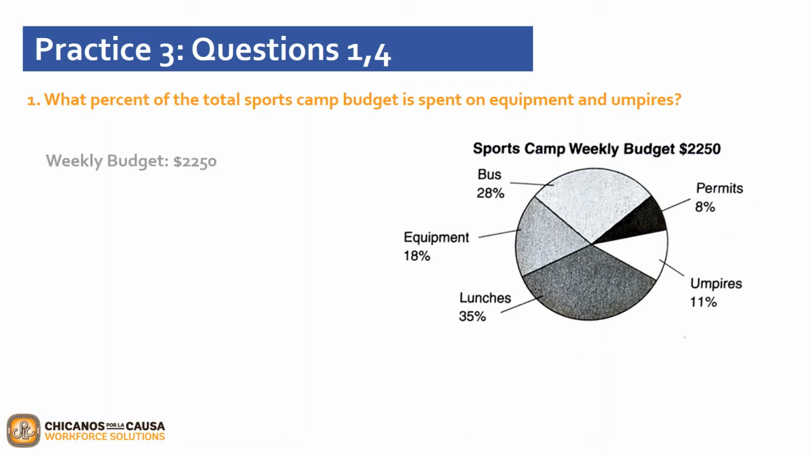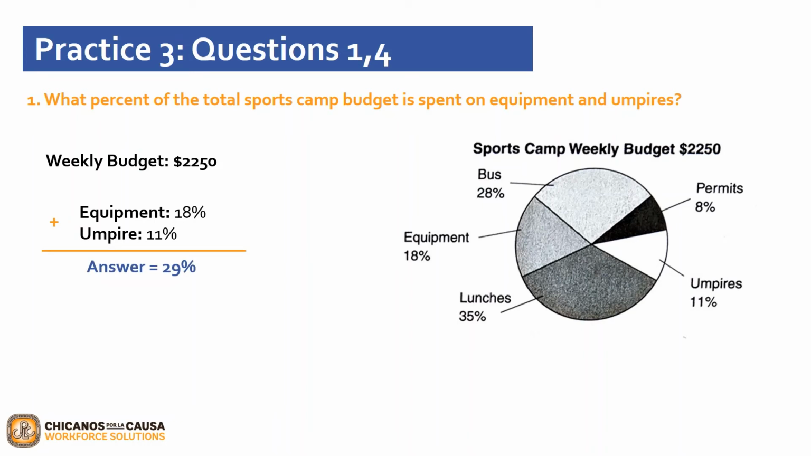So here we go. We know that our weekly budget for this entire camp is $2,250. Now, it's asking us to look at the percentages of equipment and umpires. We see that equipment is 18% and umpires is 11%. Because it's asking us to find the total percentage, we're going to add these together. If we add 18 and 11, we get a total of 29%. So 29% of the total sports camp budget is spent on equipment and umpires. Let's move on to our next question.